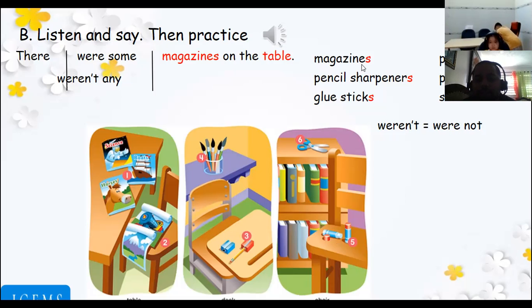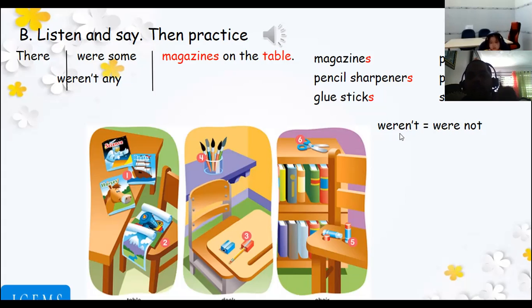Magazines. Pencil sharpeners. Glue sticks. Posters. Paint brushes. Scissors.